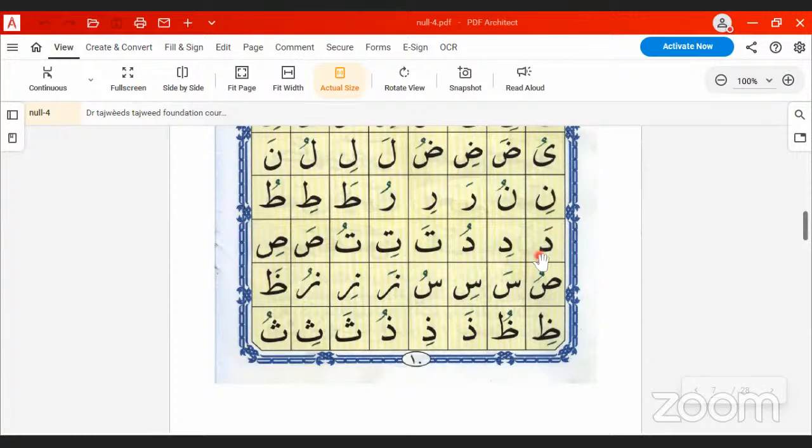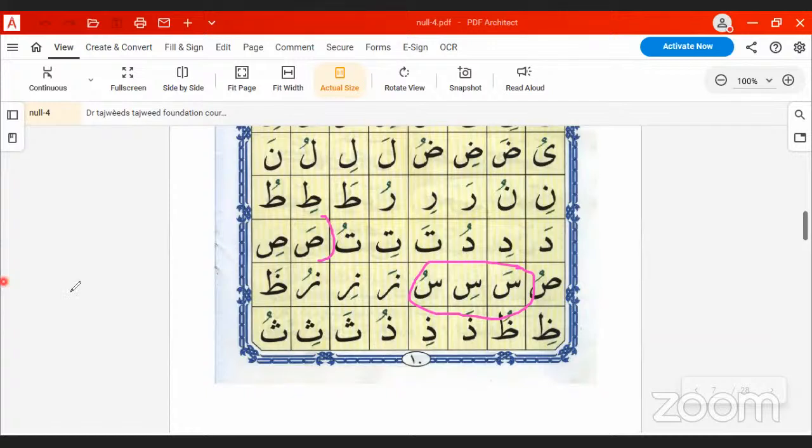Let's continue. To, tui, tu, da, di, du, ta, ti, tu, so, sui, su, sa, si, su. Listen to the sound of sod properly. It is a heavy letter. The sin is a light letter. So listen properly from the sod. So, sui, su, sa, si, su, za, zi, zu, zo, zi, zu, sa, si, su.